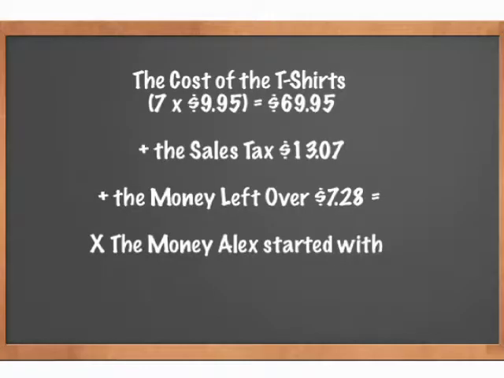Here, the student must write the equation themselves in order to come up with the correct answer. So, the equation would be the cost of the t-shirts, 7 times $9.95 is $69.65, plus the sales tax, $13.07, plus the money left over, $7.28, equals X, the money Alex started with. The answer, X equals $90.